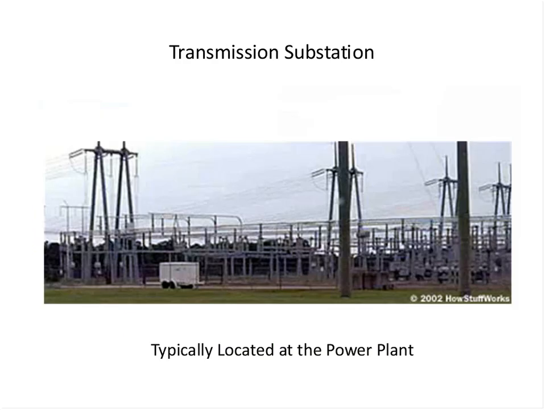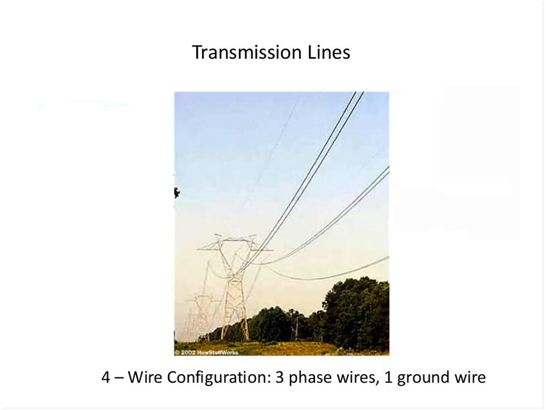Let's look at the next diagram. This is the transmission substation, and it typically is co-located with a major power plant. This is where the step-up transformer is that takes you from a few thousand volts to hundreds of thousands of volts. The transmission lines that you see here, you will see 3 major pairs, and then you will see ground. The ground is the line that is running on the top of the tower.